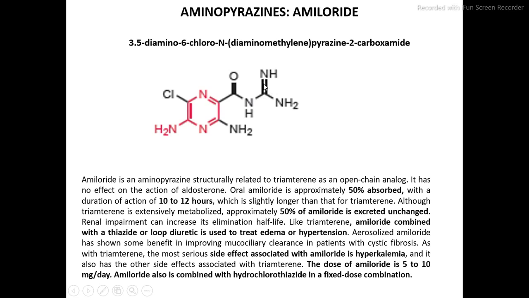And diaminomethylene. Now again check it out over here. It is diamino, then one carbon, so we cannot name it as diaminomethyl. No, it is wrong because there is a double bond over here. Hence it is diaminomethylene. And the remaining portion is pyrazine 2-carboxamide. The carboxamide group is attached at the second position. Hence it is pyrazine 2-carboxamide. Okay, so this is all about amiloride.